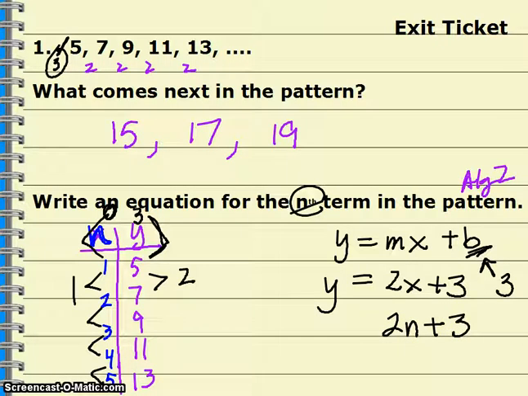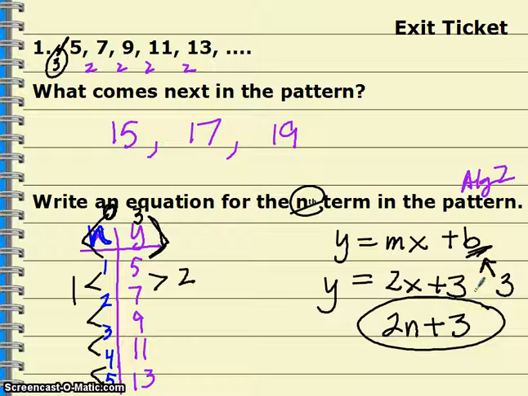And think about what would happen if I plug in 1. 1 times 2 is 2, plus 3 is 5. 2 times 2 is 4, plus 3 is 7. If I plug in 5, 5 times 2 is 10, plus 3 is 13, so it's working for all of these. If I take 6, which is the next term, 6 times 2 is 12, plus 3 is 15. And so it works for what I think the next pattern is.